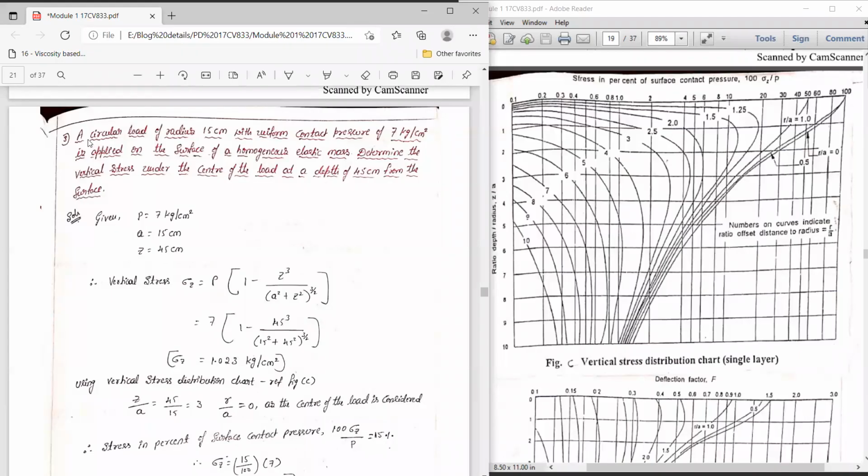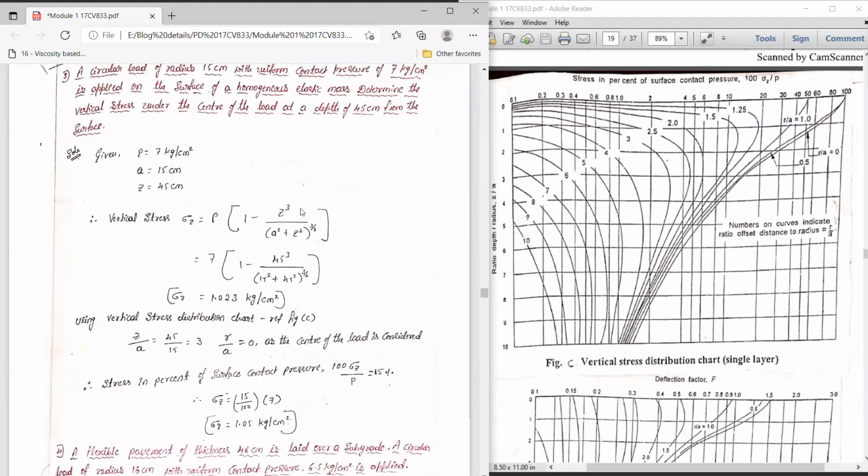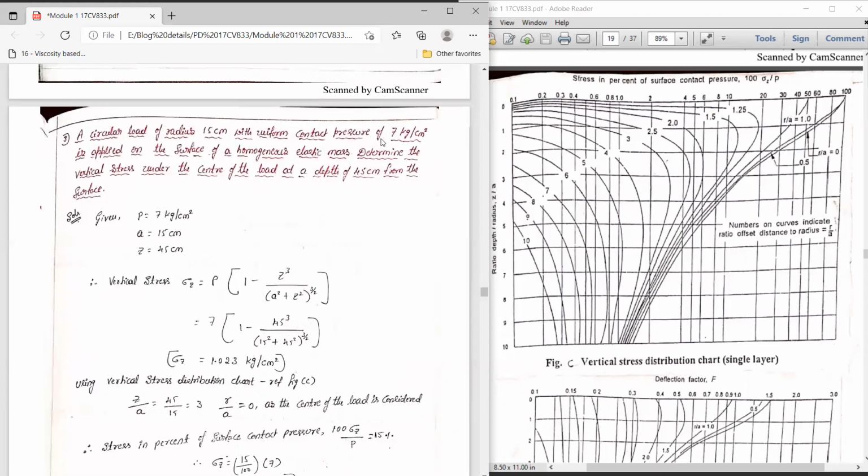Here is a problem. A circular load of radius 15 centimeter with uniform contact pressure of 7 kg per centimeter square is applied on the surface of a homogeneous elastic mass. Determine the vertical stress under the center of the load at a depth of 45 centimeter from the surface. We need to find what vertical stress is created at that depth because of the contact pressure of 7 kg per centimeter square.